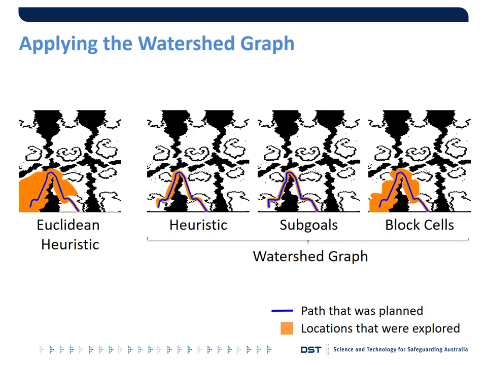Here's what it looks like. The path on the left was planned using the Euclidean heuristic. The paths on the right used the watershed graph. As the watershed graph cues the planner, fewer locations have to be explored, so there can be a net saving in runtime. But it's possible that the resulting paths are longer.